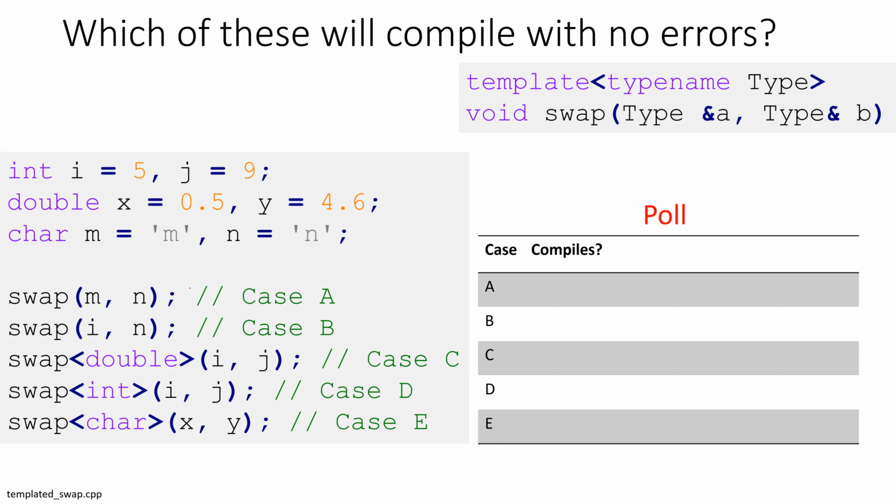Swap character x comma j, or x comma y, sorry. Won't work, right? Because the character does not match. These are doubles. Would have worked if I just left this character out, but I didn't, right? So yeah, there's not really much upside to telling the compiler things it can figure out. And let's see. Let me click on this.